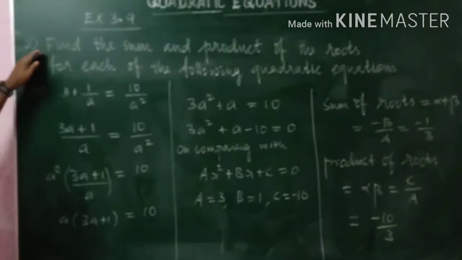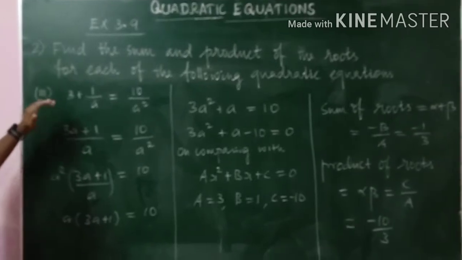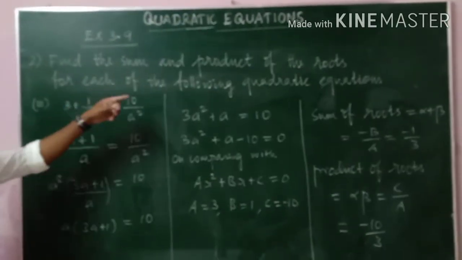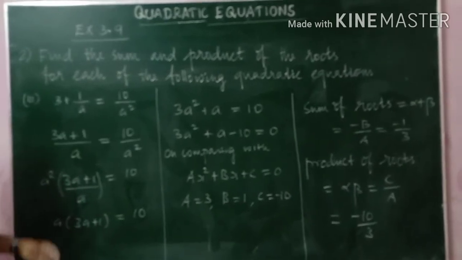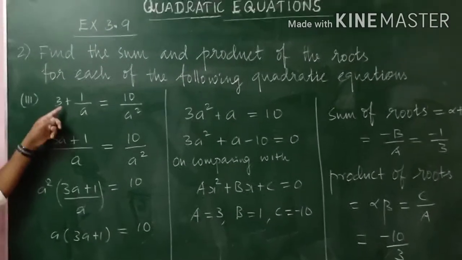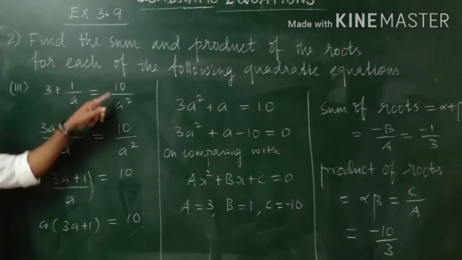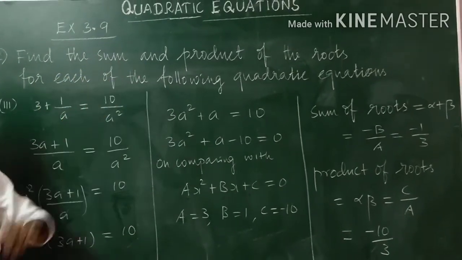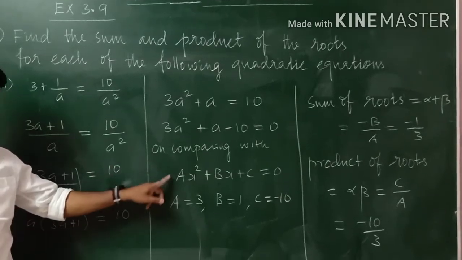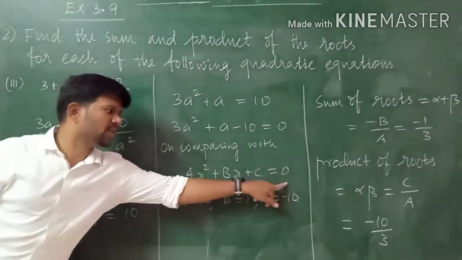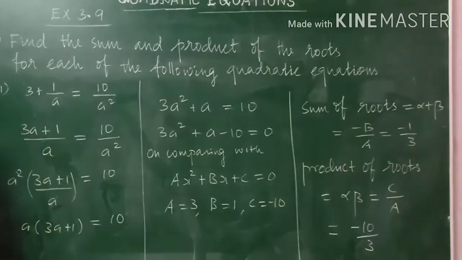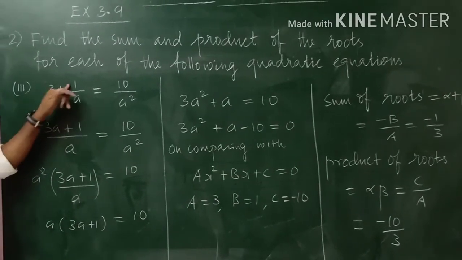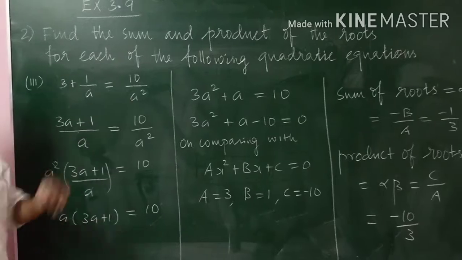Now exercise 3.9, second question, third part. Find the sum and the product of roots for each of the following quadratic equations. The given quadratic equation is 3 plus 1 by a equal to 10 by a square. Whenever you want to find the sum and the product of roots, first we have to bring it into the general form of a quadratic equation, ax square plus bx plus c equal to 0. So the given equation is 3 plus 1 by a equal to 10 by a square.